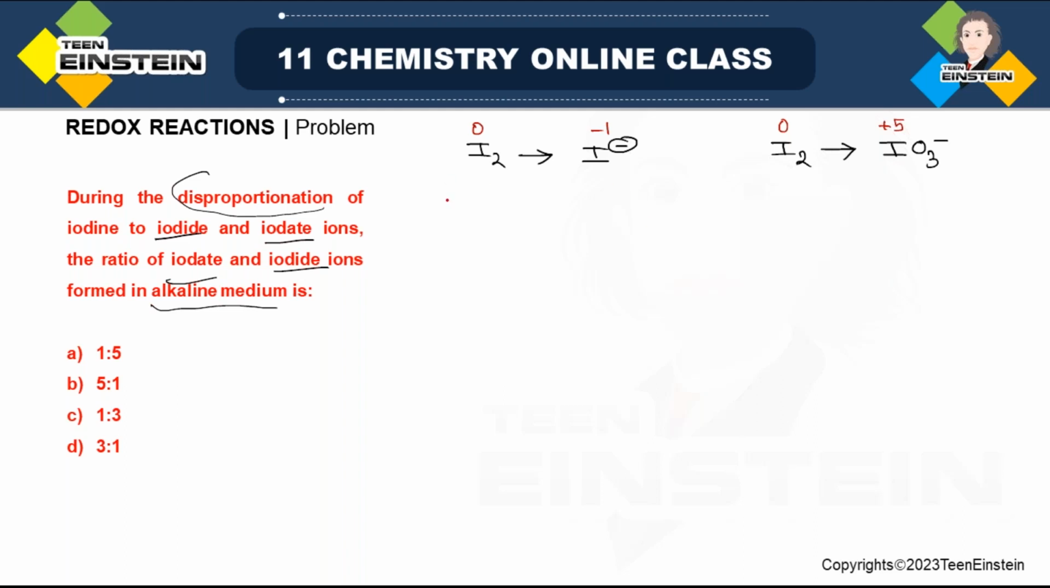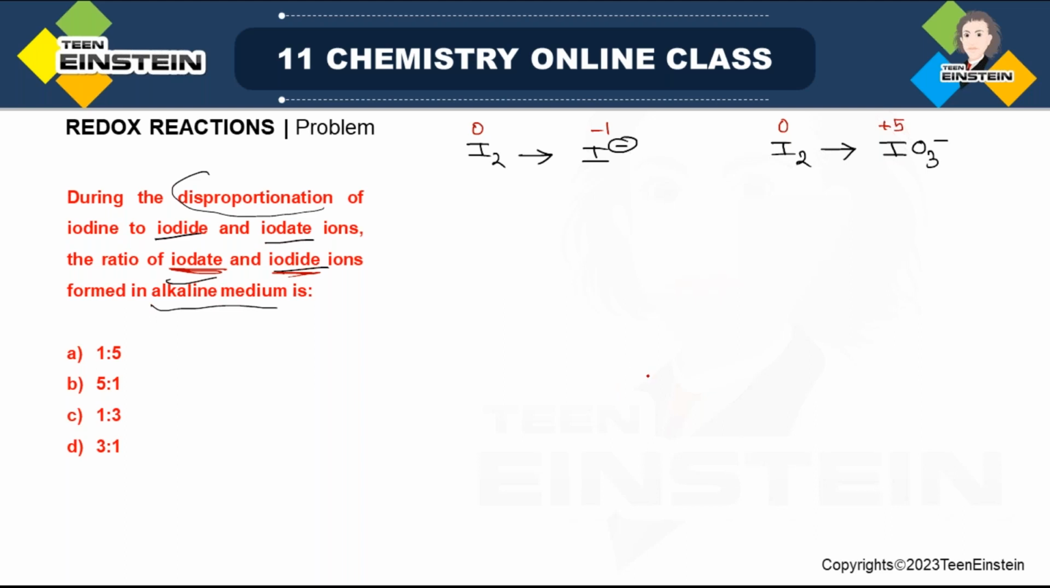So the same species I2 is simultaneously converted to I minus, which is basically reduction. From 0 to minus 1 it is reduction, and at the same time it is also undergoing oxidation, that means from 0 to plus 5 it is oxidation. So these are the two half reactions that we will balance. Once we get the full balanced equation, in that equation you will be able to see the ratio of iodate, that is IO3 minus, and iodide, and that ratio is what we have to find.